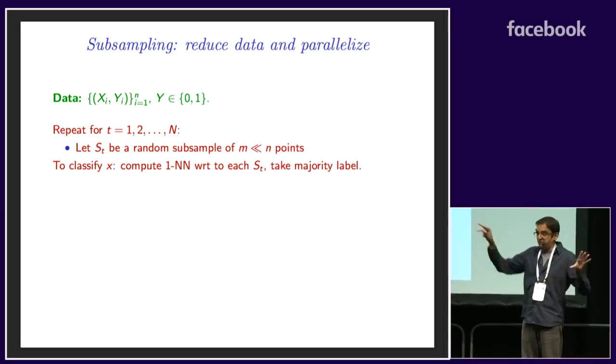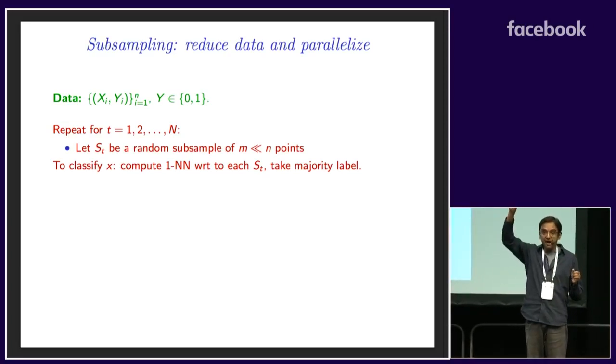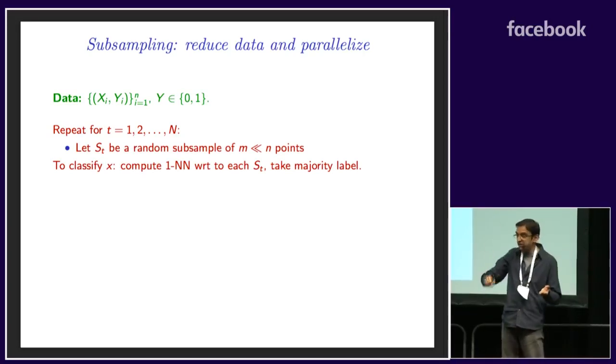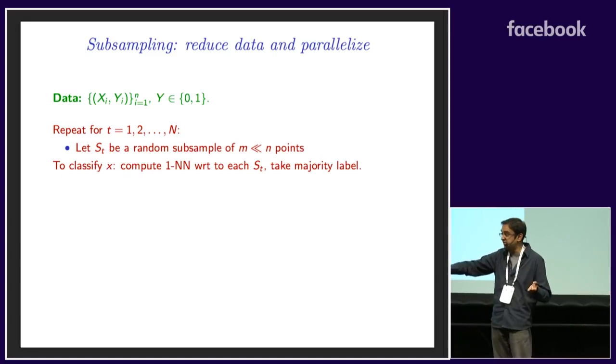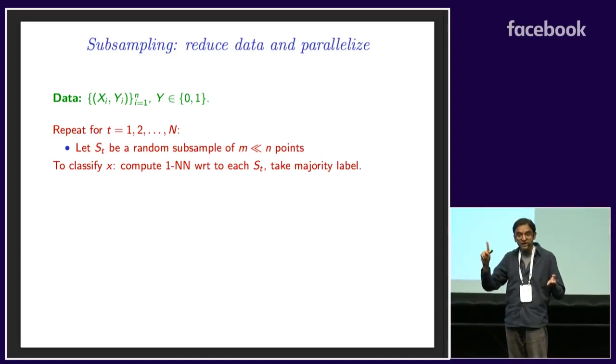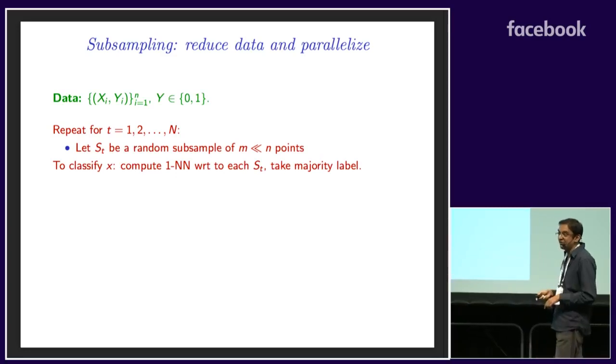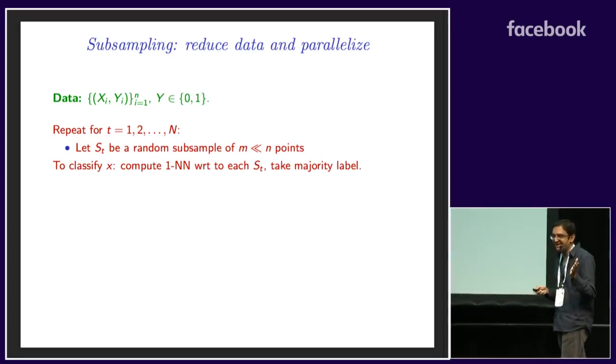You can assign them to different processors if you like. And now when a new point arises, you just find its nearest neighbor in the first group, the nearest neighbor in the second group, the nearest neighbor in the third group. Okay, just the one nearest neighbor. And then you take the majority vote of those 5 groups. Okay, so it's a very simple idea.